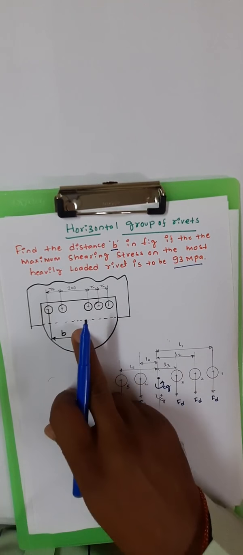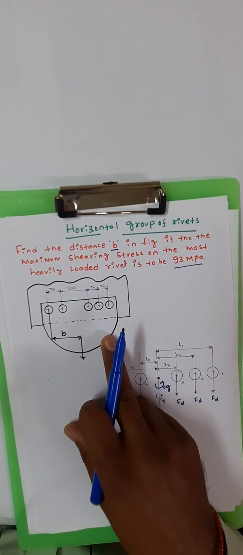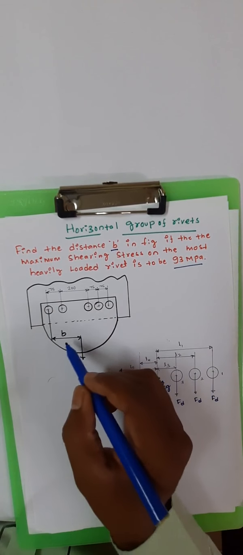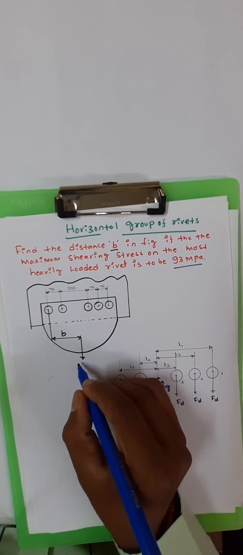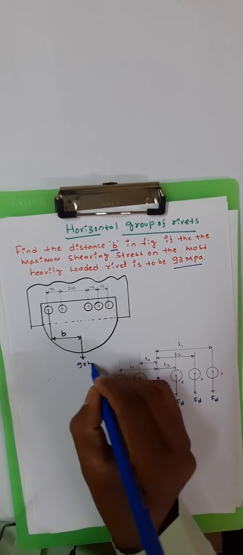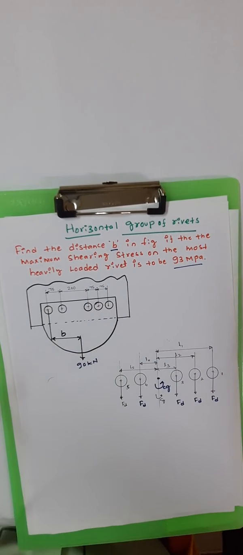It is a horizontal group of rivets. In this problem, the load which is acting on this particular joint is 90 kilo Newton. Okay, this is the given problem. Here we need to determine the distance B with respect to this given problem.